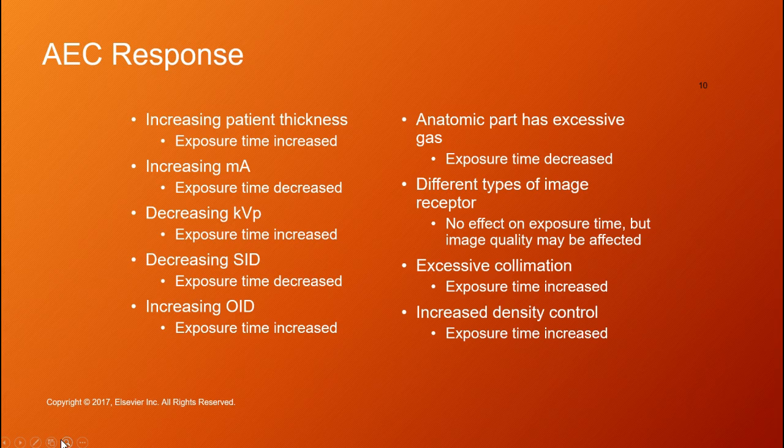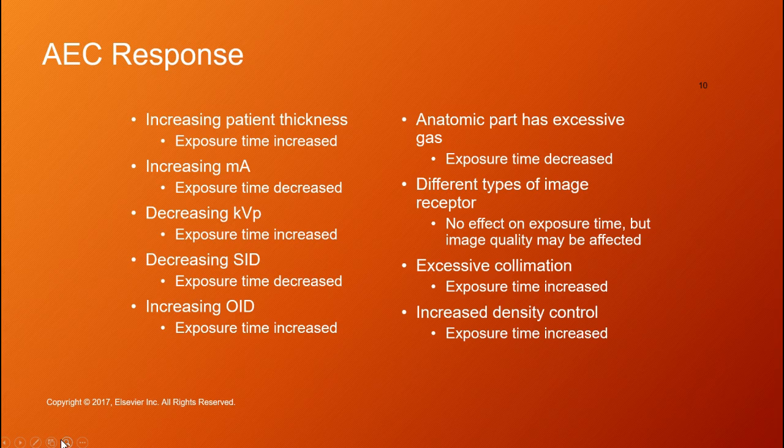Okay, different types of image receptors. The AEC systems are calibrated by the engineers for certain types of IRs that they usually supply. However, if you use a different type of IR, an exposure can be taken and you don't think anything's wrong, but your image quality may be affected, okay, because it's not calibrated to that type of IR, okay? Excessive collimation, again, the exposure time might be increased for that. And then your increased density control would have your exposure time increased as well, okay?